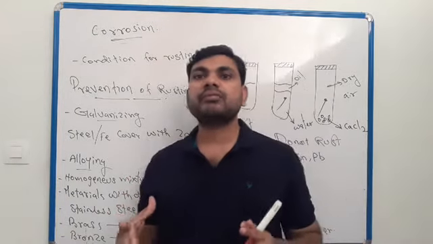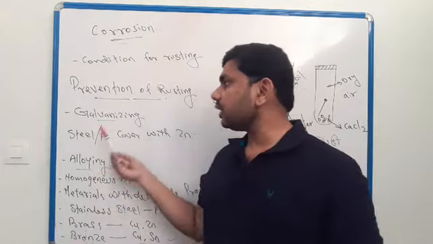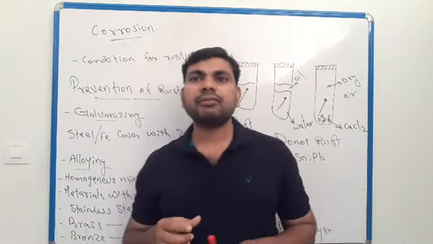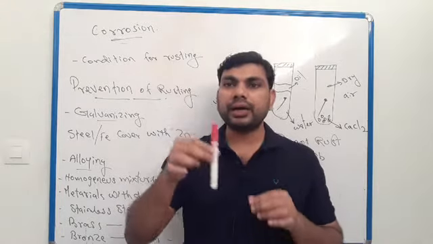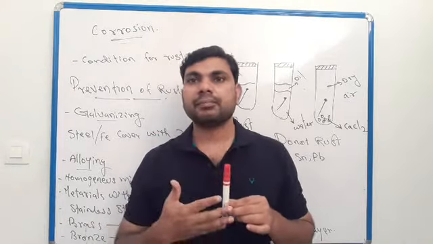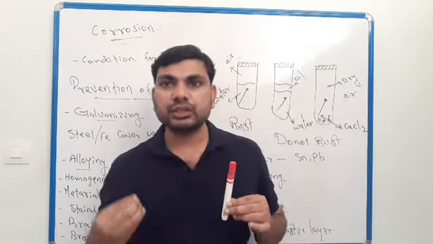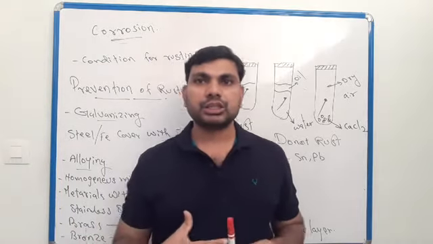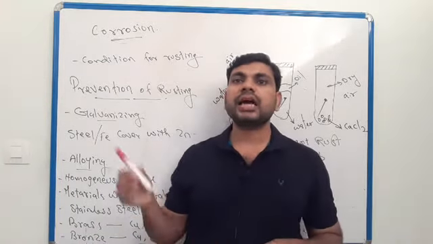After that, we have to understand here how to prevent rusting of iron. First one, we have to understand galvanizing. Galvanizing means we have one piece of iron. Cover this piece of iron with zinc. Zinc layer. Zinc is a more reactive metal. Zinc will rust and iron will be protected. This method is called galvanizing.